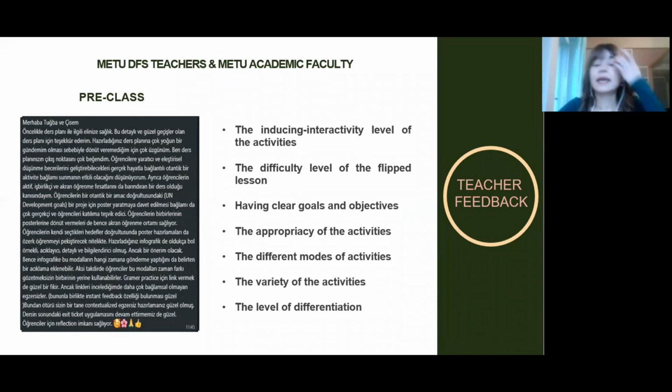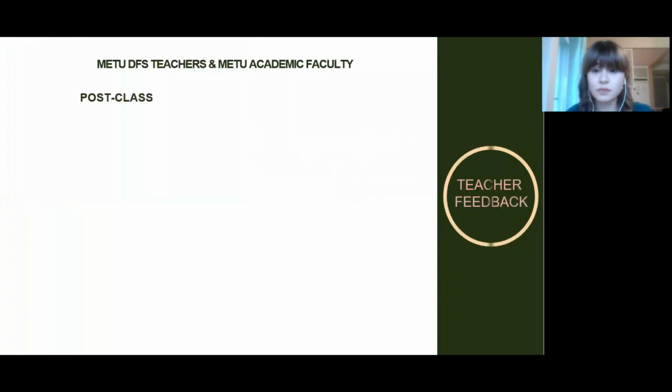In general, they gave feedback about whether our activities were interactive, how many activities we had, whether the activities were appropriate for the lesson and the students, and whether the difficulty level of the lesson was appropriate for students' current level. We were also given feedback on how differentiated our activities were and whether the activities included pair or group work. After they gave feedback, we redesigned our materials accordingly, and then we conducted our lesson under their observation on Zoom.